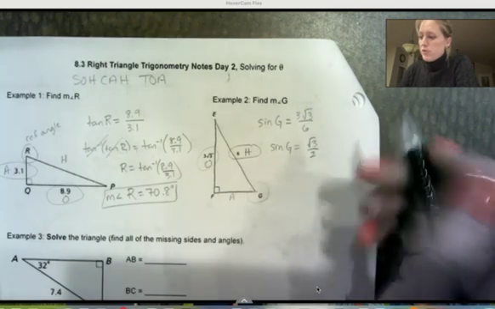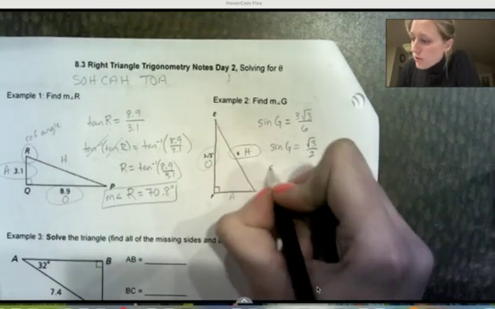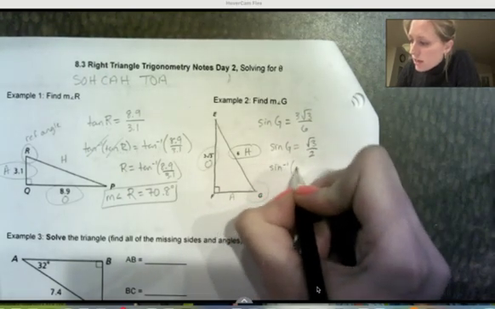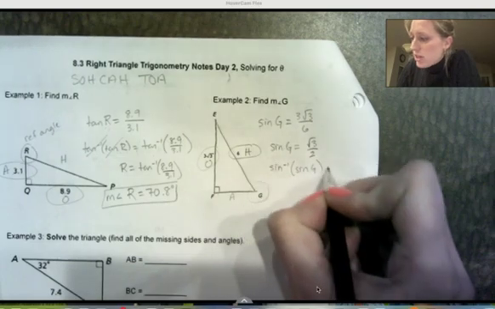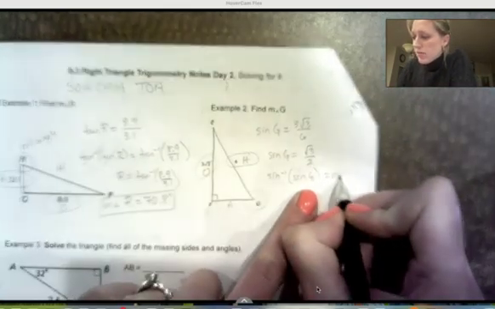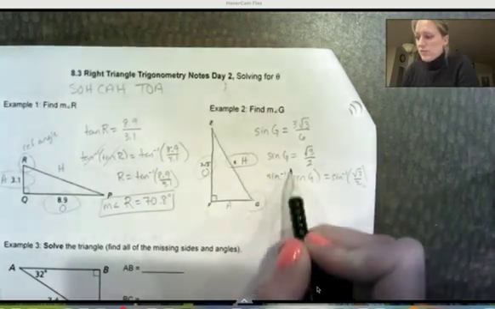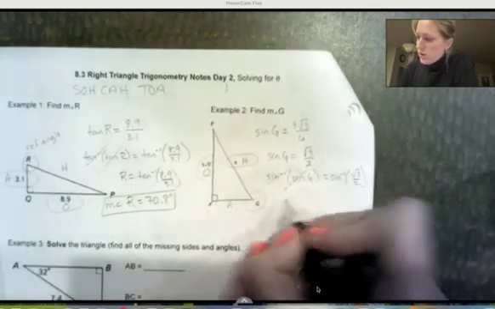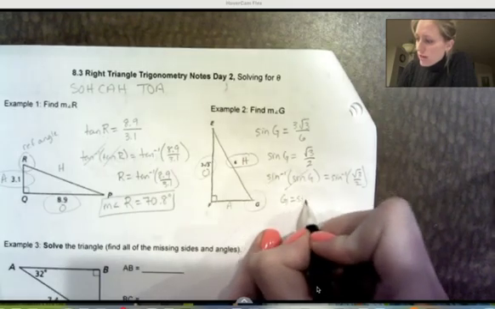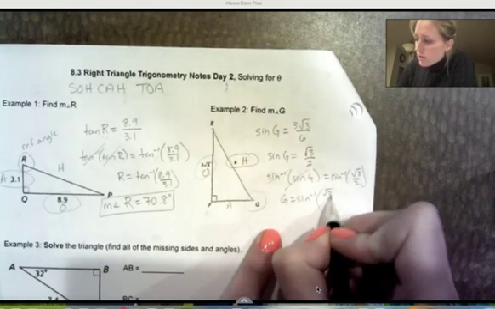Okay, so now I'm going to apply sine inverse to both sides. So sine inverse of sine of G equals sine inverse of root 3 over 2. So sine inverse and sine cancel. So we have g equals sine inverse of root 3 over 2.